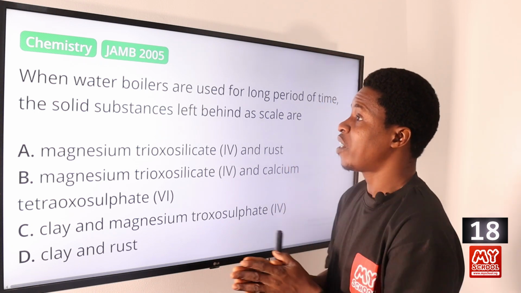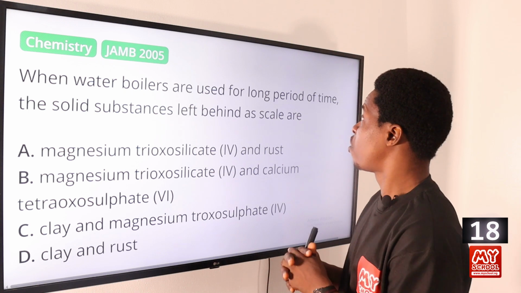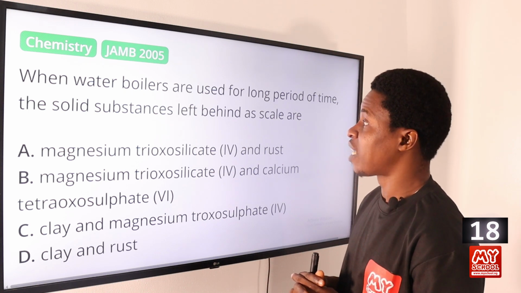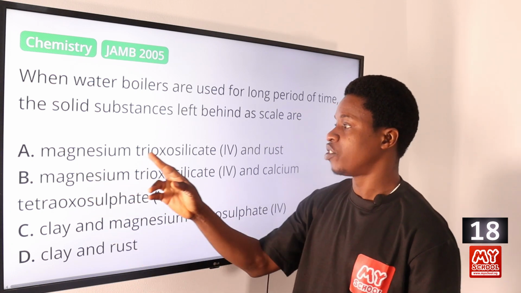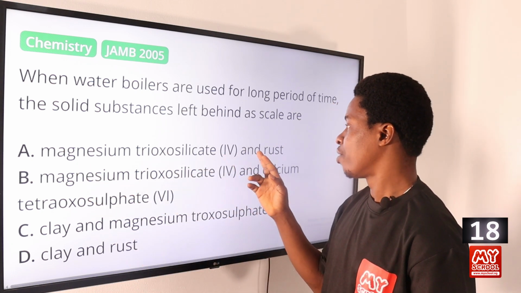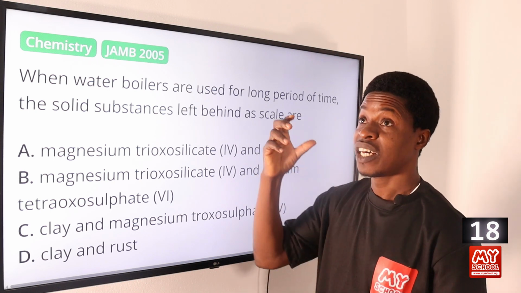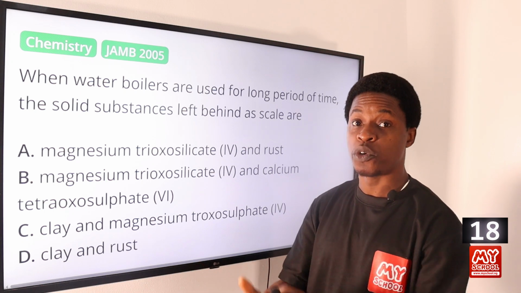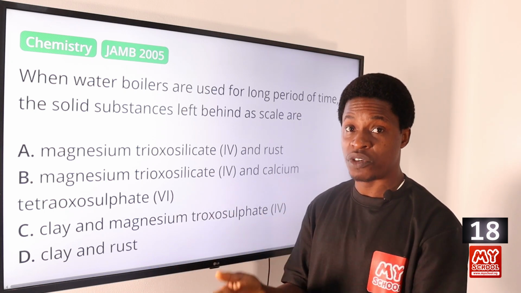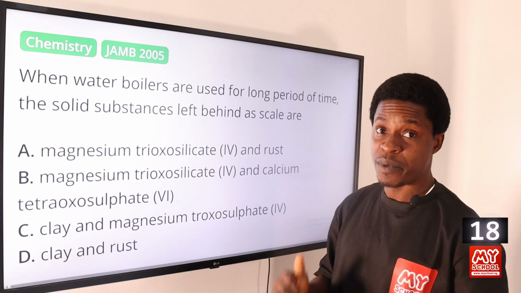So the question says, when water boilers are used for a long period of time, the solid substances left behind as scale are what? Option A says magnesium trioxosilicate(IV) and rust. Definitely rust must be there, because this is a metallic substance that is exposed to air and moisture. So rusting will be left behind, rust.